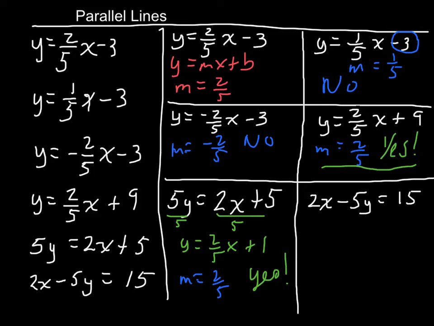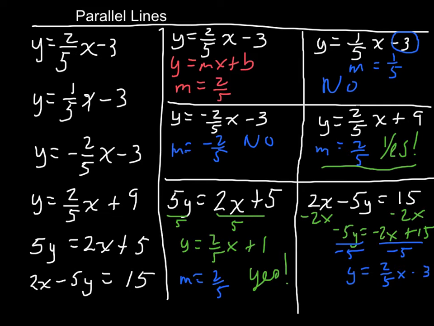All right, and then lastly, this last one over here, it's in standard form, so we need to change it. So the first thing I'm going to do is subtract 2x from both sides. And I get negative 5y equals negative 2x plus 15. And then I'm going to divide both sides by negative 5. And I get y is equal to 2/5 x minus 3.